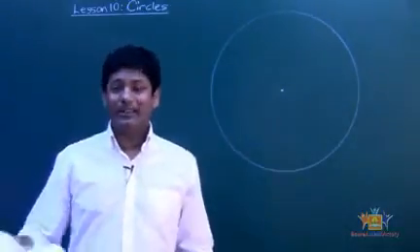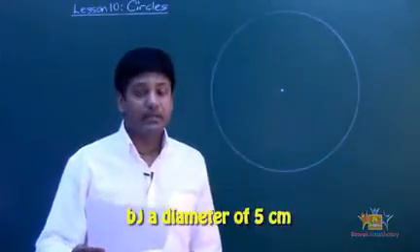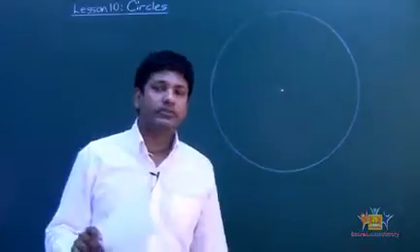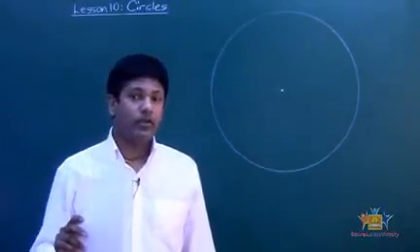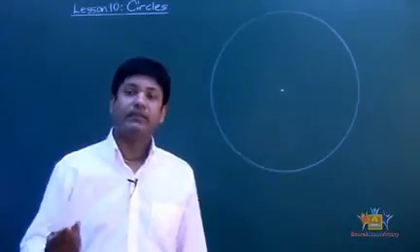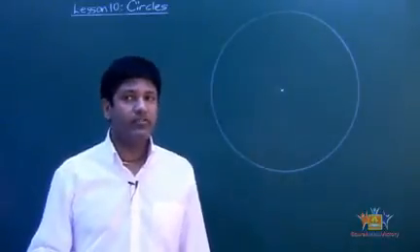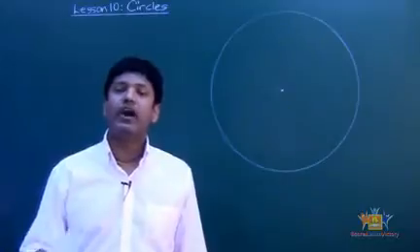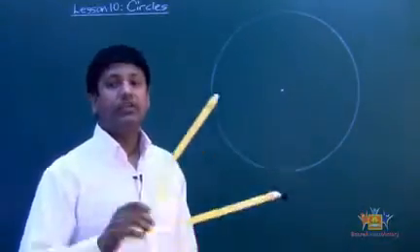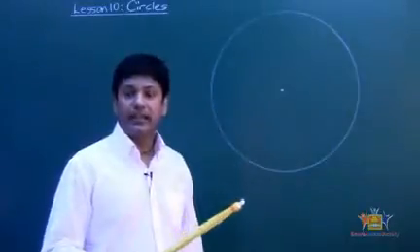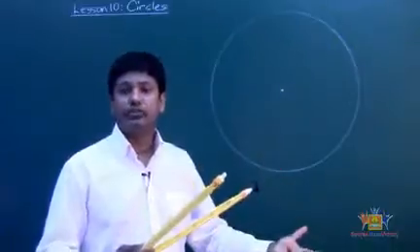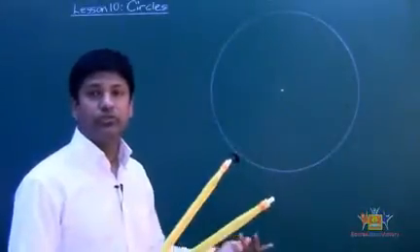And then part B says a diameter of 5 centimeters. But we know that 2 radii make 1 diameter. That means if it's a 5 centimeter diameter, what will the radius be? 2.5 centimeters. When you use the compasses, you have to use the radius, not the diameter, but if the diameter is given, just divide it by 2. So 5 divided by 2 is 2.5.